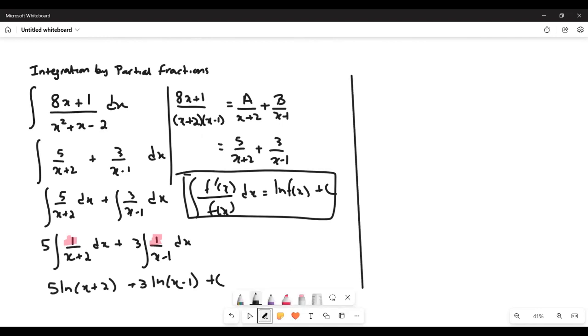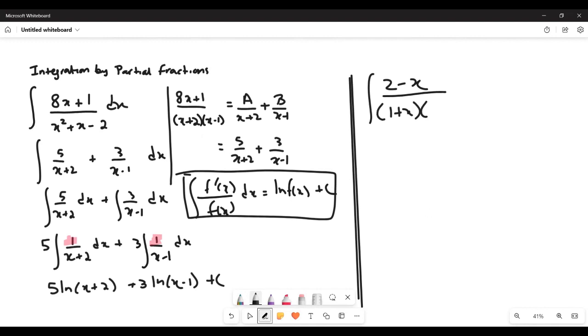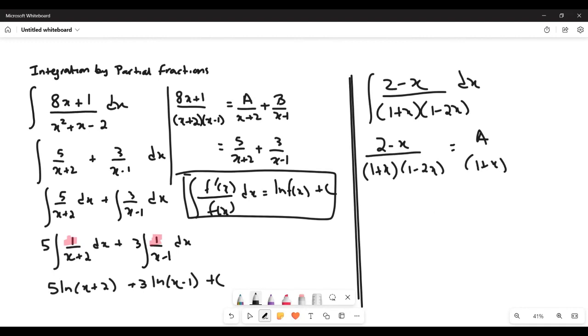Another example. Integrate 2 minus x upon 1 plus x, 1 minus 2x. Again, we can break the given function into partial fractions. 2 minus x upon 1 plus x, 1 minus 2x can be written as a upon 1 plus x plus b upon 1 minus 2x.